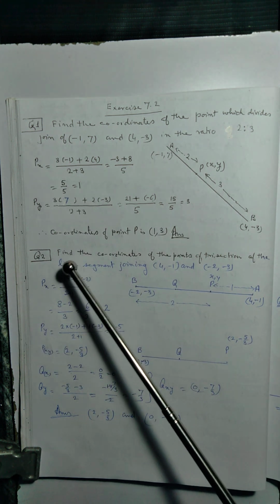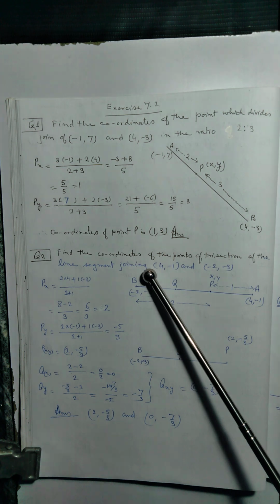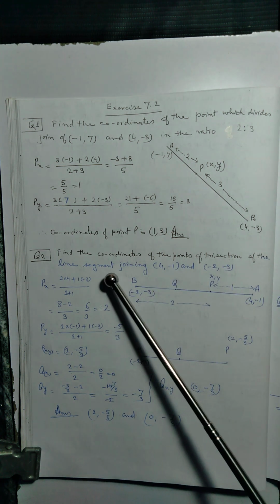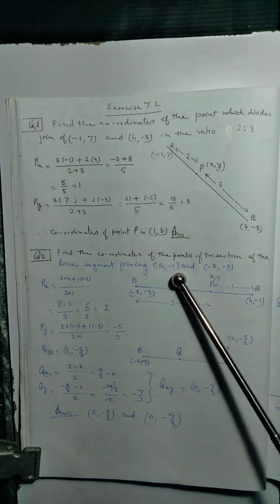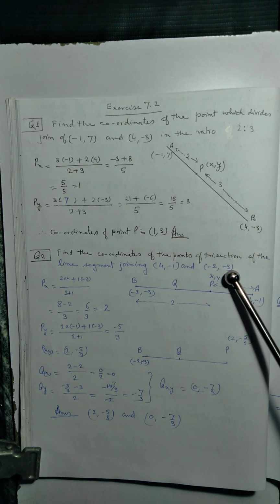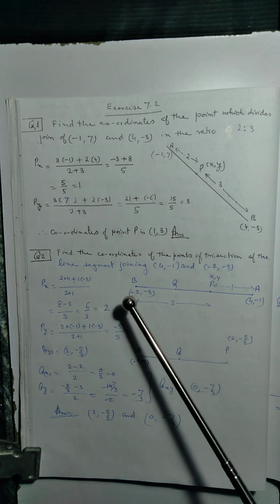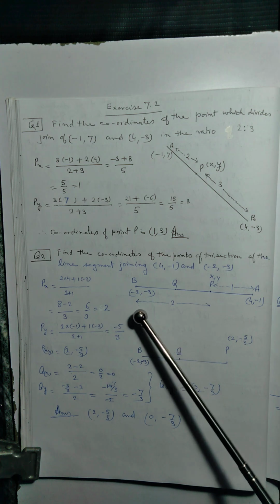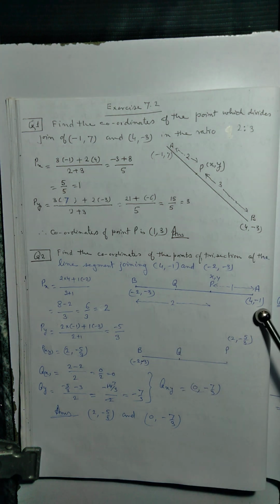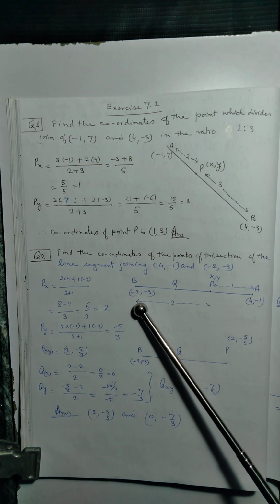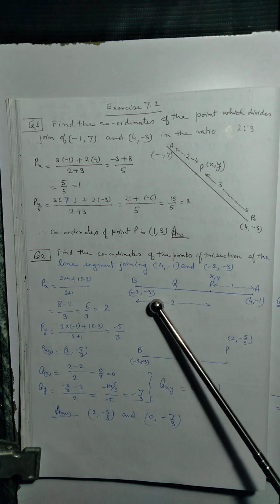Now proceed to question number 2. Find the coordinates of the points of trisection of the line segment joining (4, -1) and (-2, -3). You see, AB is a line segment whose coordinates are given: A is (4, -1), and the coordinates of the point B are (-2, -3).